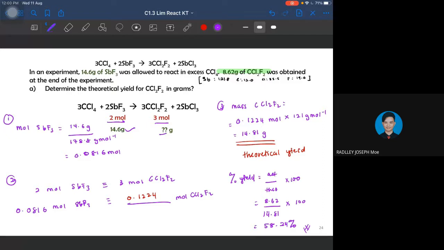So far boleh faham macam mana nak kira percentage yield? Maksudnya bila kamu buat eksperimen tu, kamu hanya boleh dapat 58% sahaja daripada 100%. Kita expect untuk dapat 14 gram. Tapi bila kamu buat eksperimen, mungkinlah ada kesilapan, ada tertumpah ke sana sini, your reactant, your product. So, bila kamu timbang produk yang kamu hasilkan tu, kamu hanya dapat 8.62 gram. So, percentage yang kamu berjaya hasilkan hanyalah 58.24% sajalah. Okay, so itu percentage yield.